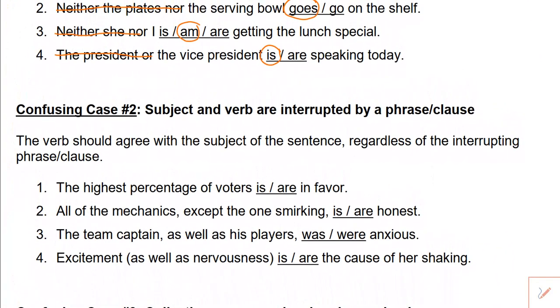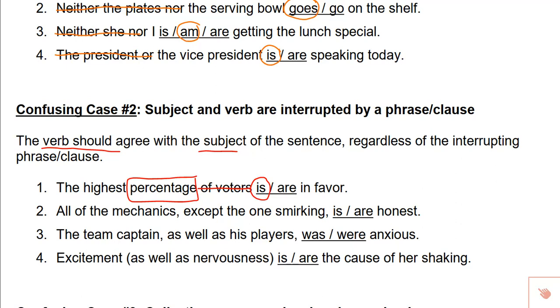Let's move on to confusing case number 2. When the subject and verb are interrupted by a phrase or a clause, the verb should agree with the subject of the sentence regardless of what's interrupting it. So kind of like in the last examples where we ignore parts of the sentence, we'll do that again here. The highest percentage of voters is or are in favor. The subject of the sentence is percentage, not voters. So I'm going to ignore of voters. The highest percentage is in favor.